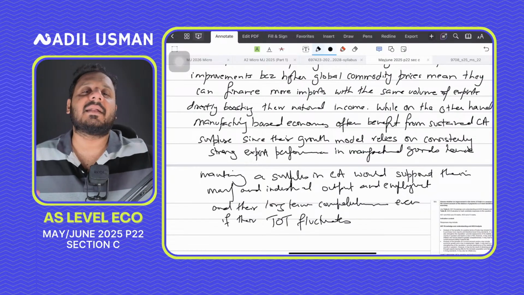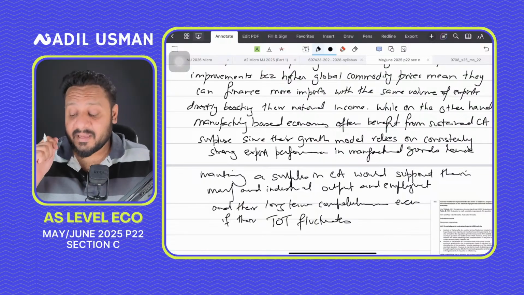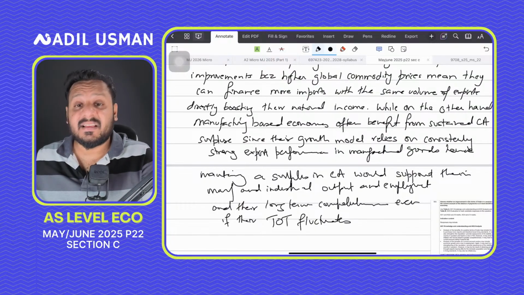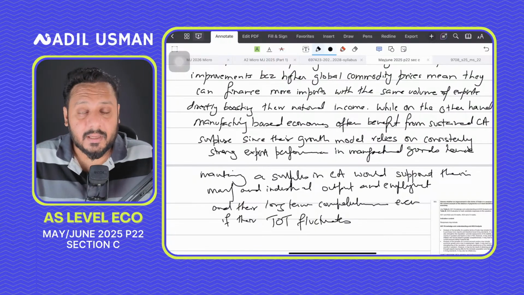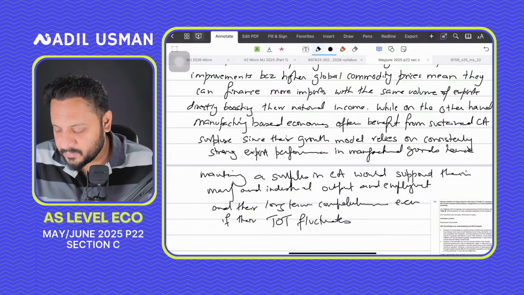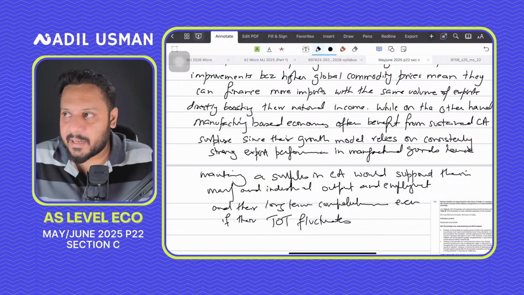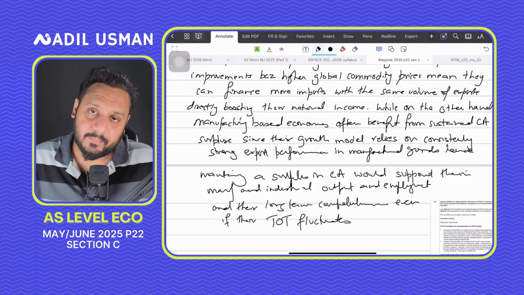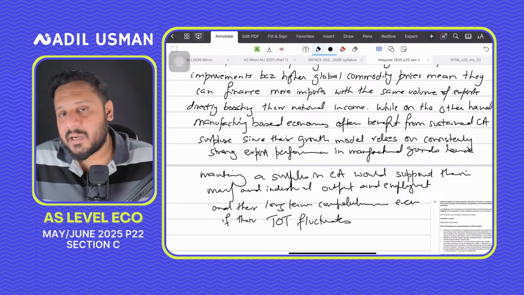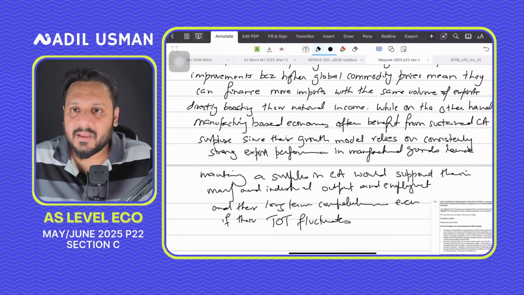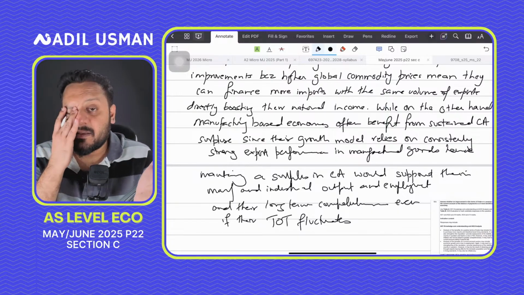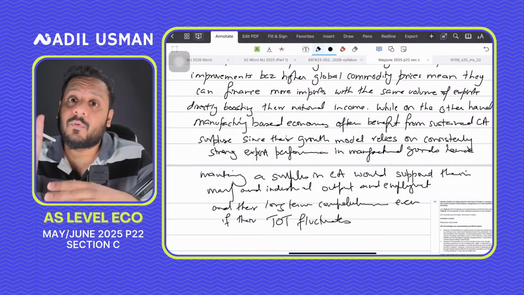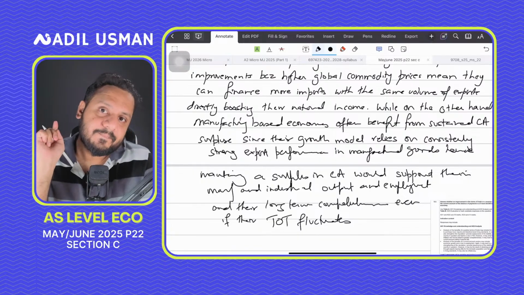But for a country that is heavily reliant on commodity exports like oil, aluminum, copper, a terms of trade improvement will be very beneficial, because commodity prices go up and down. And if commodity prices are rising, then the terms of trade improvement would significantly benefit them.